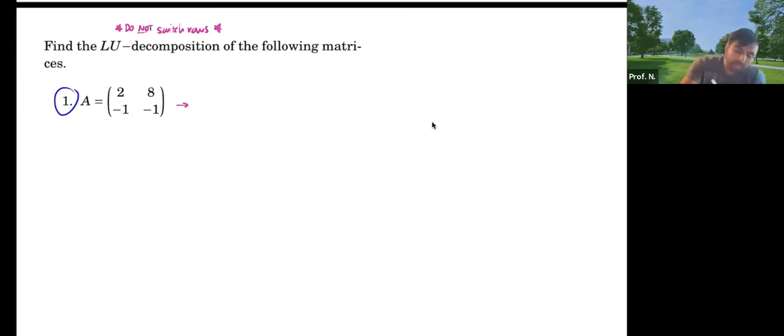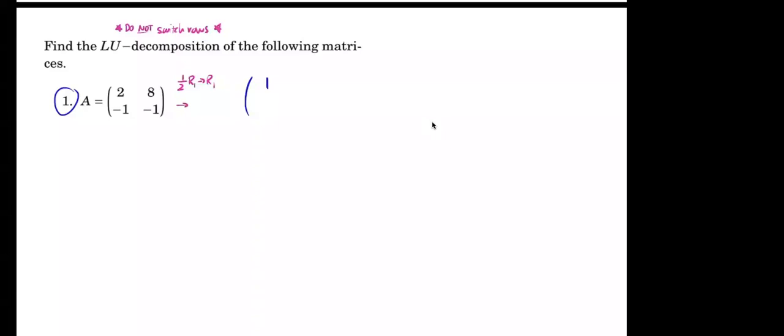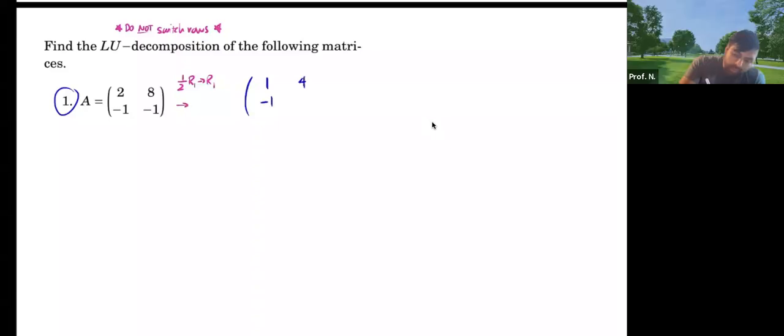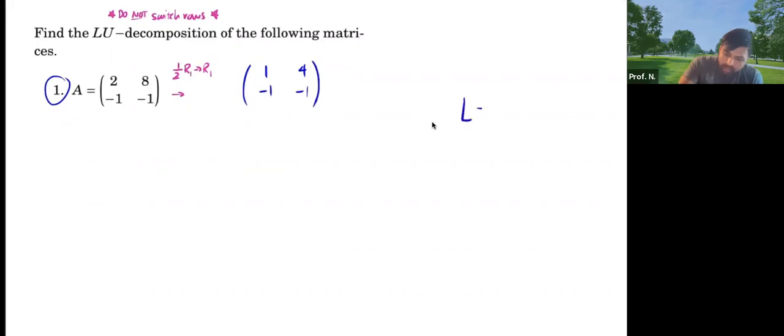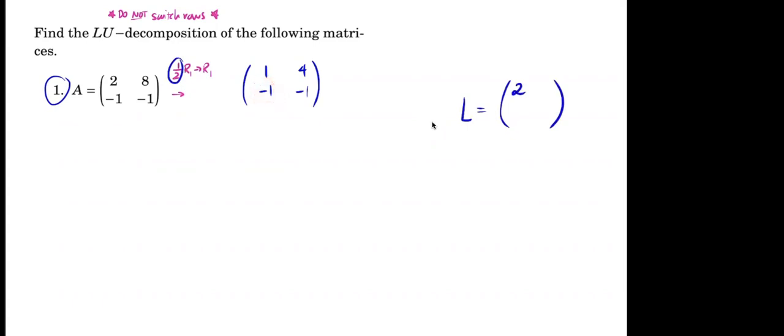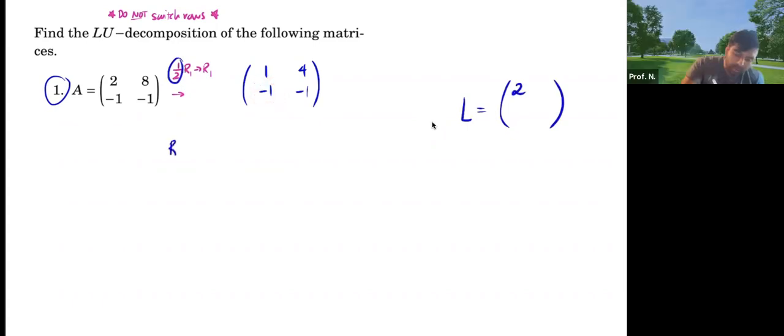So the first thing we do here is what? 1/2 R1 into R1. So this becomes what? 1, 4, -1, -1, right? So automatically for my L, I already know that I'm going to have a 2 here. Do you see that? Why? Because of this 1/2 here. Okay? Then I want to get rid of this -1 here. How do I get rid of this -1? Just add R1 plus R2 into R2.